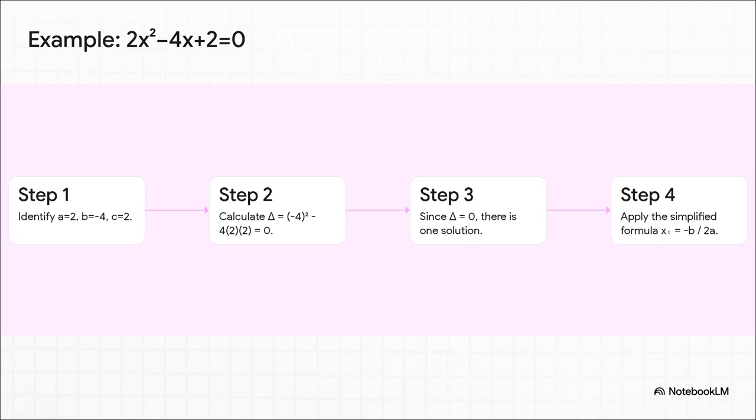And the process is exactly the same. We take our new equation, find our A, B, and C, and plug them in. And look at that. Delta equals 0. The decision maker has spoken. We're on path 2, and we know to expect just one solution. So we use that nice simplified formula, which gives us 4 divided by 4. And the one and only solution is 1. One path, one answer. Done.